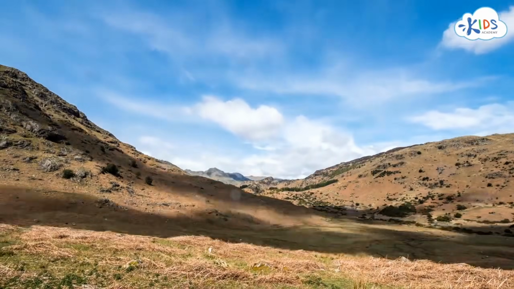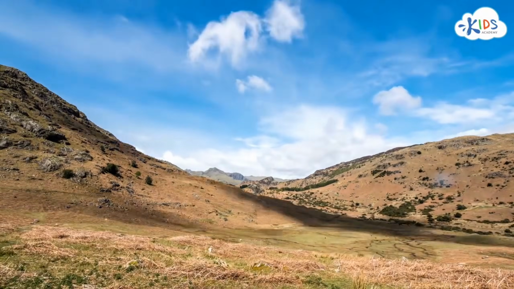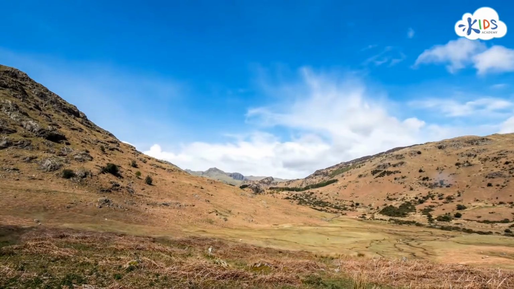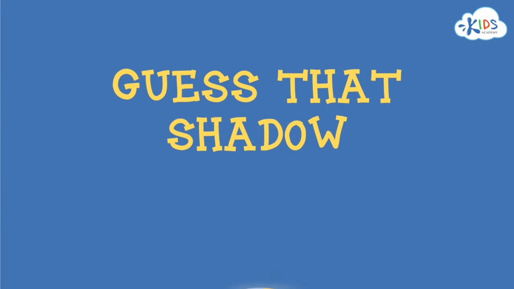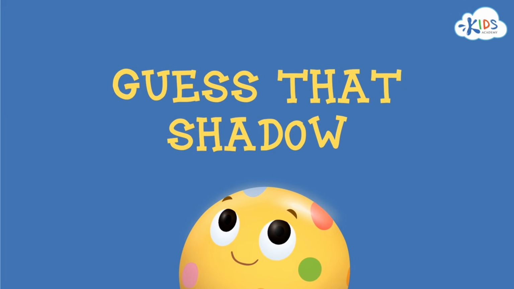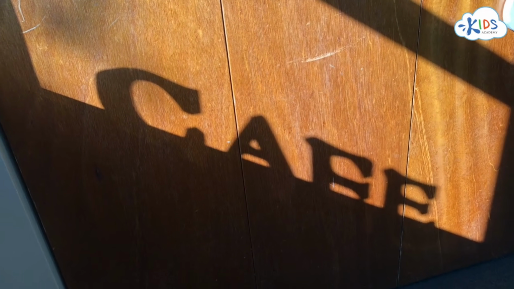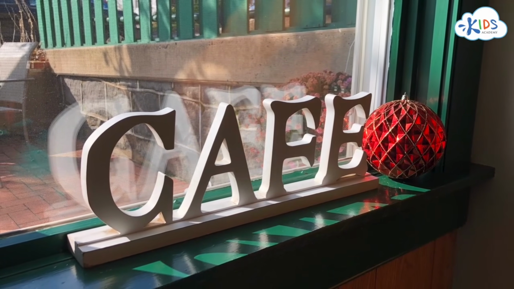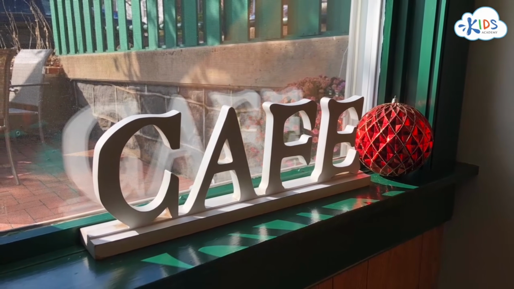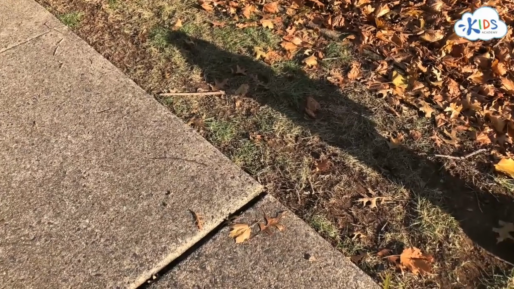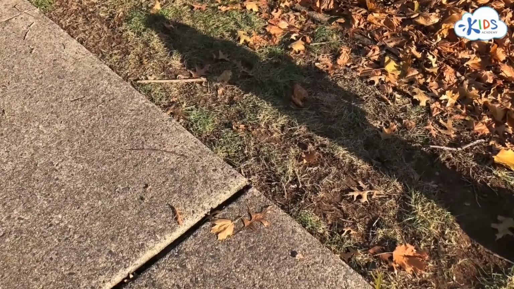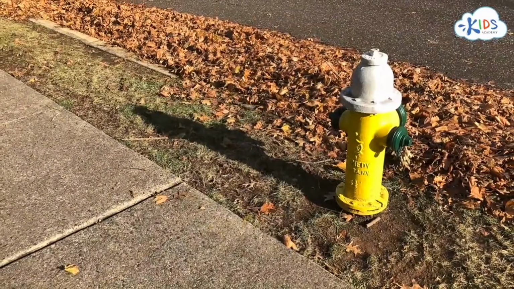As sunlight comes down to Earth, sometimes it gets blocked by clouds. The clouds will make shadows like this. Try and guess the objects that made these different shadows. This shadow here was found at a restaurant. It's created by these wooden letters. This shadow is created on a curb near the road. It's a fire hydrant shadow.